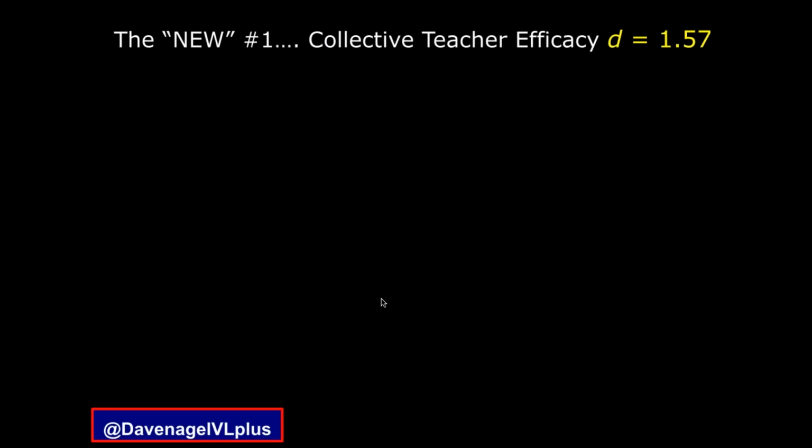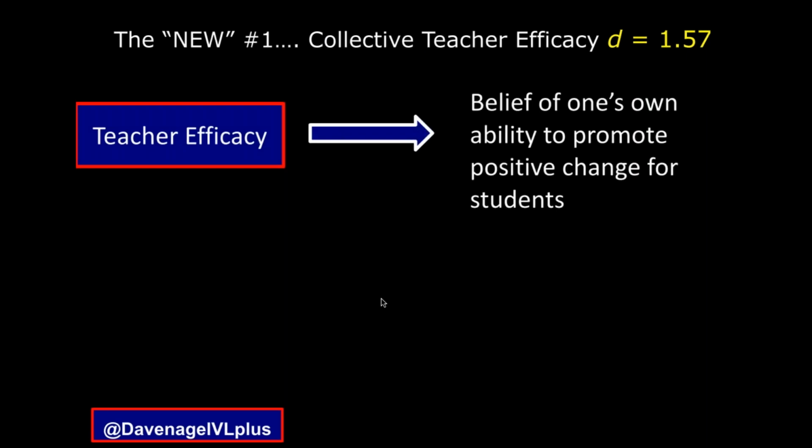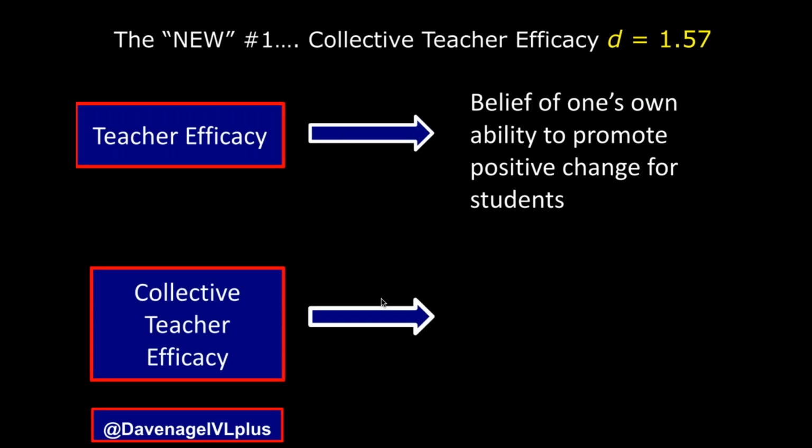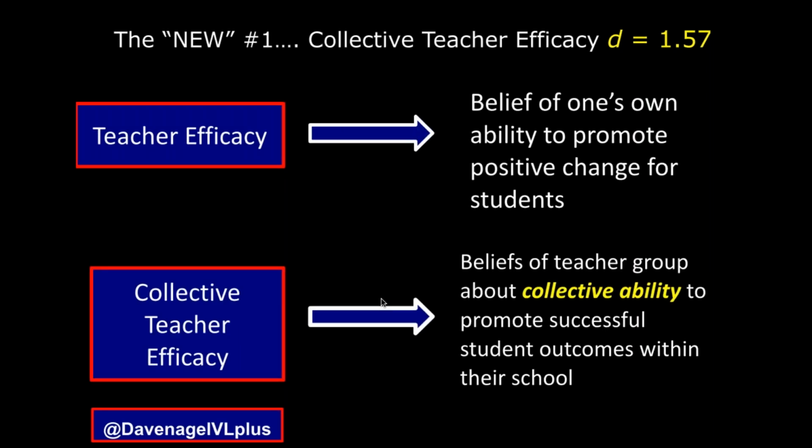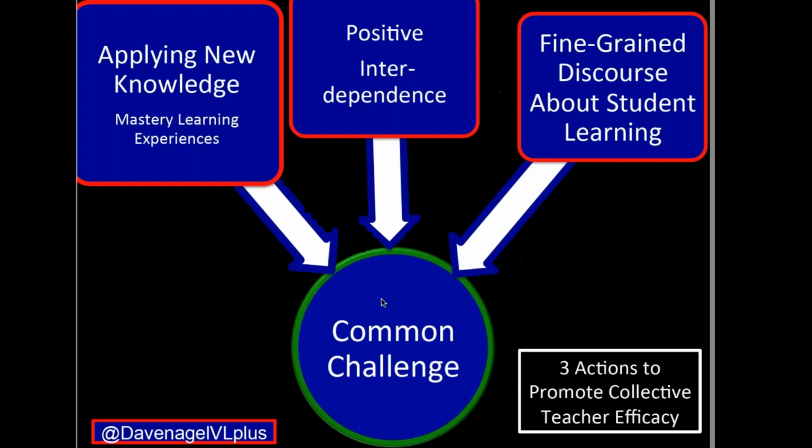Finally, and we hear a lot about this, the new number one, collective teacher efficacy. Individual efficacy starts with ourselves, our ability to promote change in our students, but then collectively, we think about it, we put our best efforts and the challenges in front of us that we attack forward. We have a chance, as we see in Hattie's research, 1.57. It's almost 4 years growth in 1 year's time. We have to be careful.